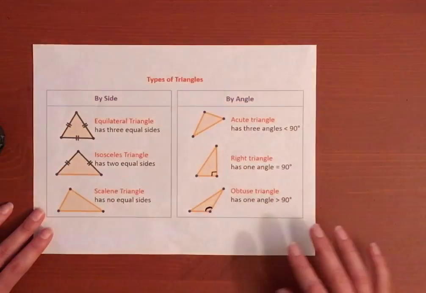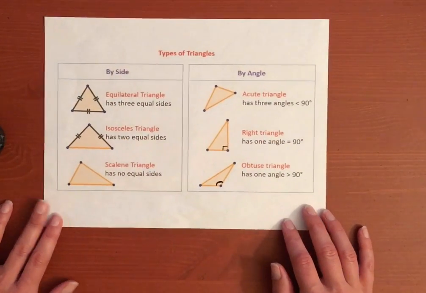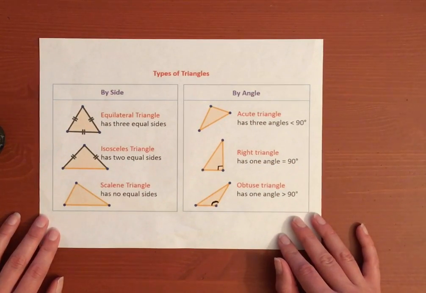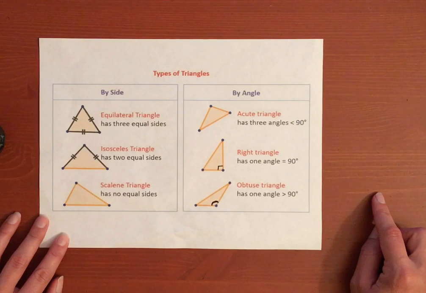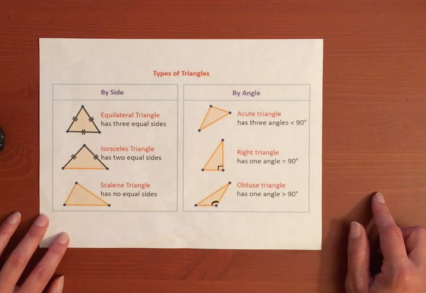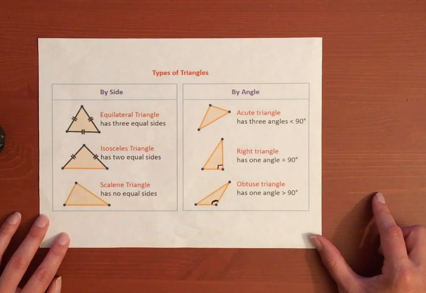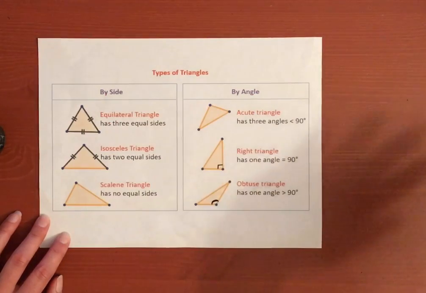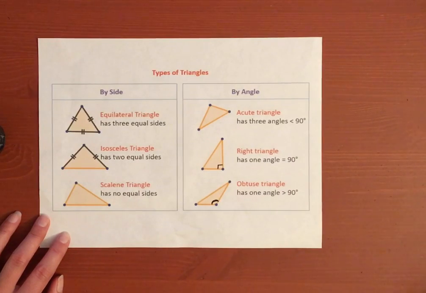We can classify triangles by their sides and by their angles. The ways that we classify triangles by their sides are by looking at the relative length of their sides. Equilateral triangles have 3 sides that are equal. Isosceles triangles have 2 sides that are equal, and scalene triangles have no sides that are equal. How I remember these terms is equilateral has the word equal in it, so that helps me remember that all of the sides are equal.